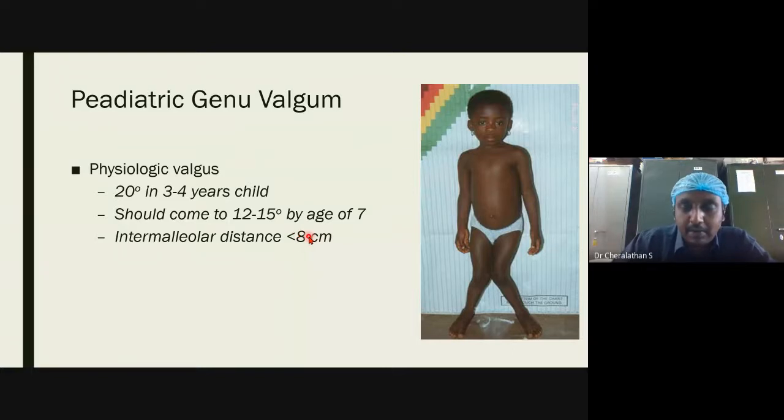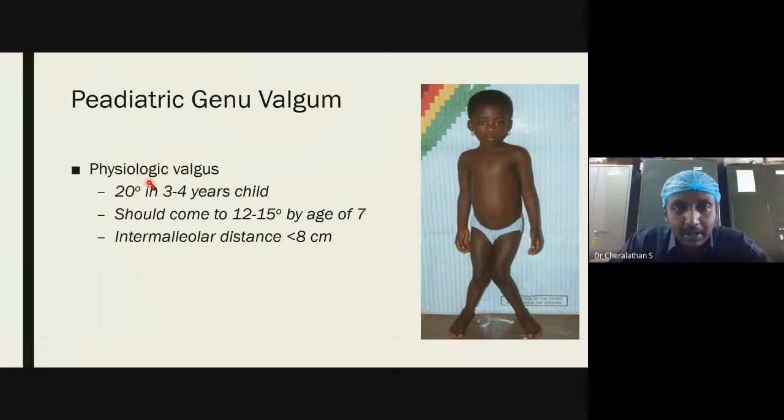So whenever a parent brings a child saying that the child's knees are bent, you just check this intermalleolar distance. If it is about 6 centimeters, you just reassure them. This is normal. This can happen at this age, and we can wait until the age of 7 years. Gradually, this will get corrected. You just need to reassure them, nothing more is needed. But you need to know what is normal and what is abnormal.